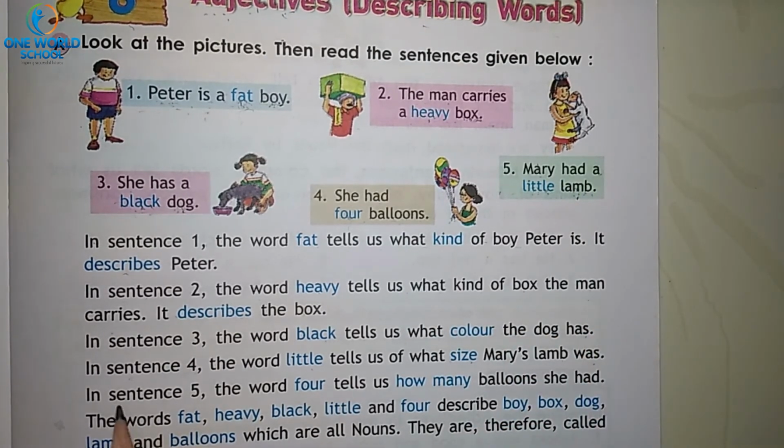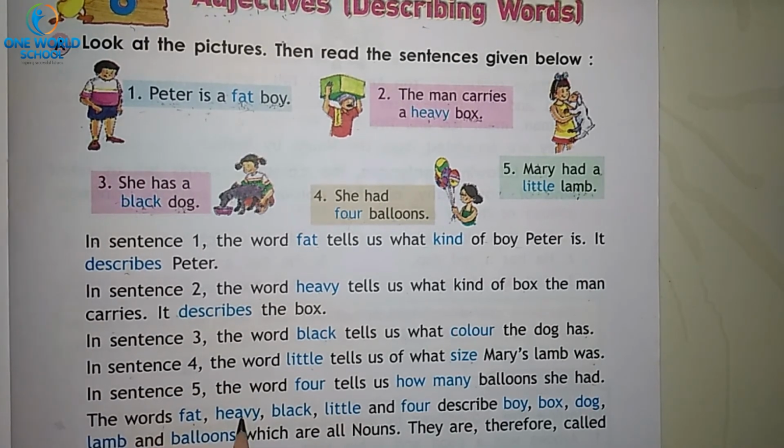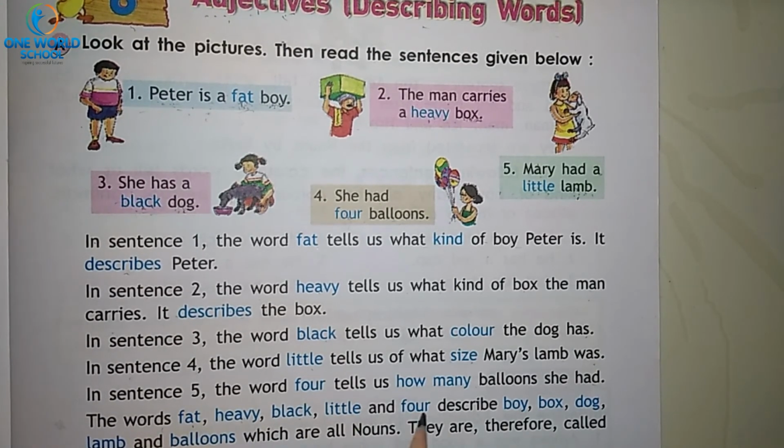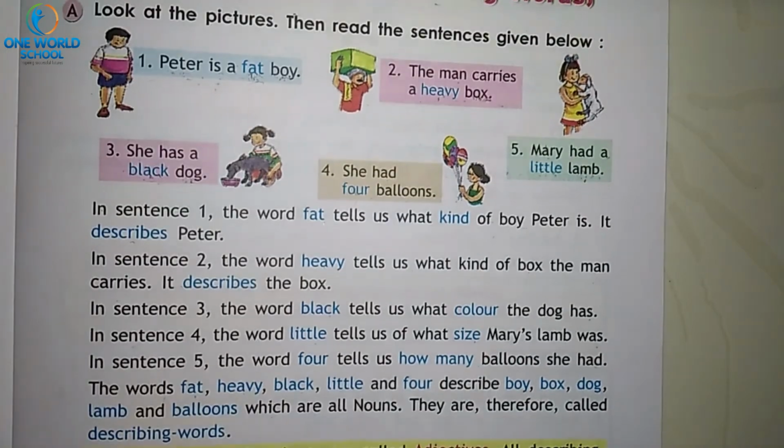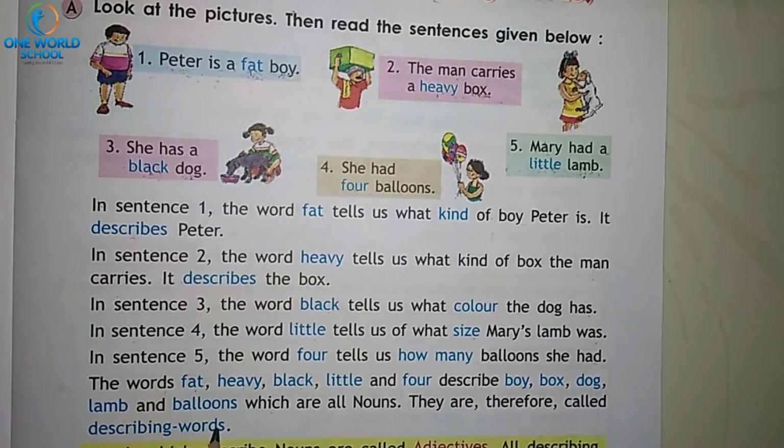In sentence 5, the word 4 tells us how many balloons she had. The words fat, heavy, black, little, 4 describe boy, box, dog, lamb, and balloons, which are all nouns. They are therefore called describing words.